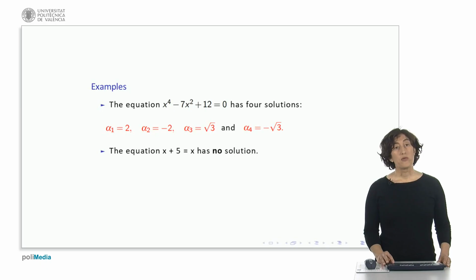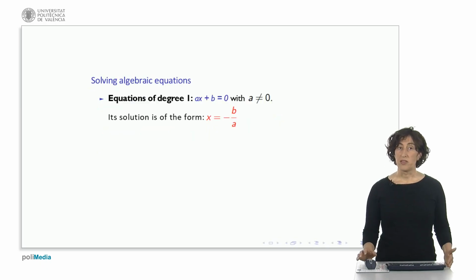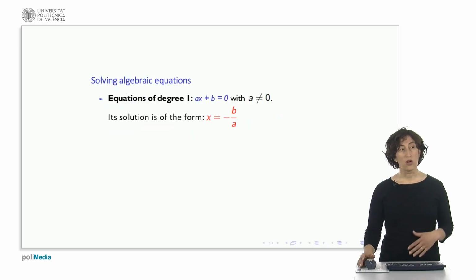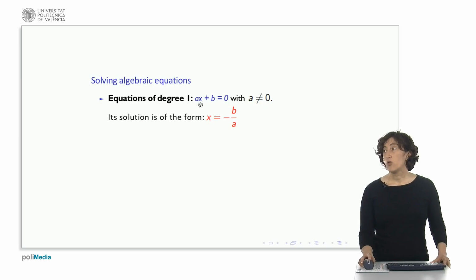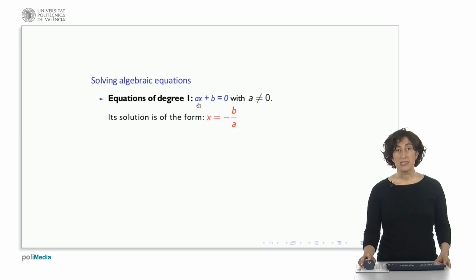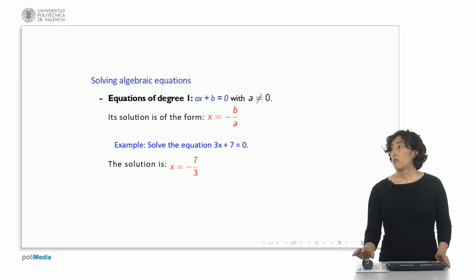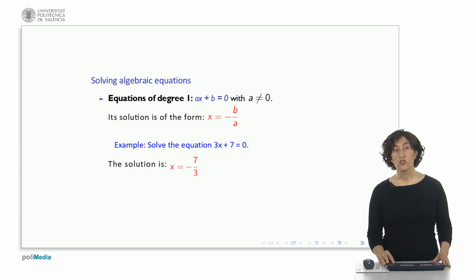How are we going to solve the equations? Well, depending on the degree of the equation, we have to do one thing or another. If the equation has degree 1, then by directly solving for x, we have the solution. x is equal to minus b divided by a. And it is done directly in any example. For example, in this case, x is equal to minus 7/3. The equation of degree 1 is simple to solve.